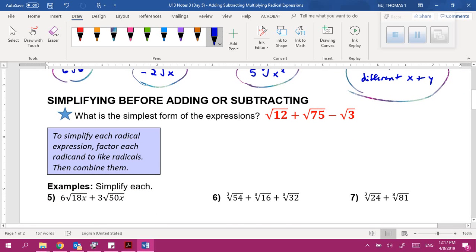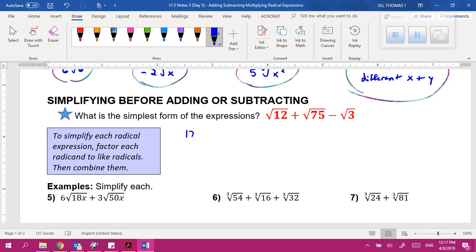Wow. So look at this expression right here. Square root of 12 plus square root of 75 minus square root of 3. At first glance, when you first take a look at that, can you add or subtract those? Just looking at it, based on the rules that we just did? No. Why? Different radicands, that's why, right? Because there's a 12, there's a 75, there's a 3. Remember, you can't combine like that, right? But what happens when we simplify these radical terms?